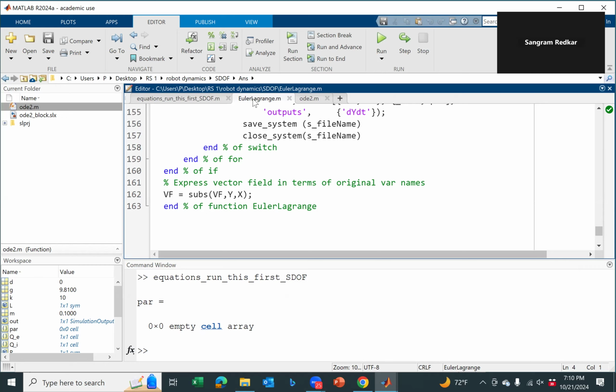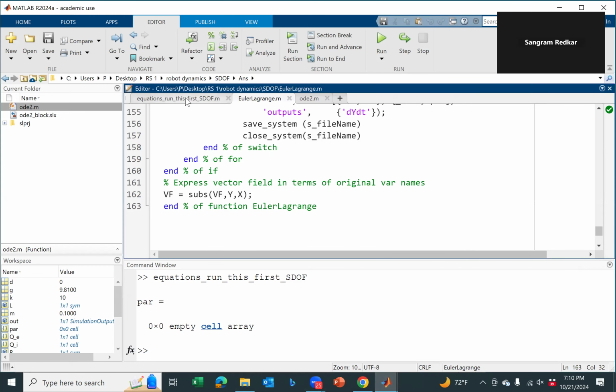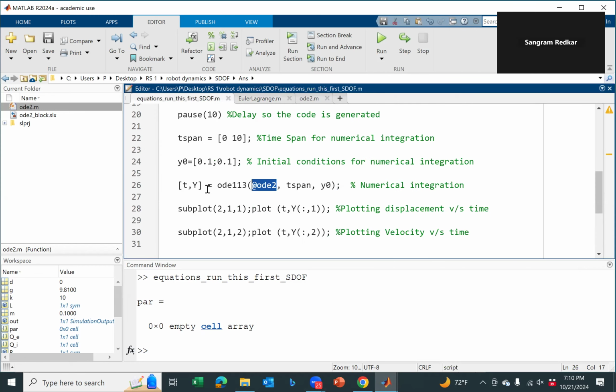So any question? And where are we getting those output values? If you go to MATLAB, you get this in figure. And if you go to equation, run this first, you will see that there is a subplot. So this is the differential equation solver. So T is the time, Y is the state. The first state with respect to time is the displacement versus time. The second state versus the time is the velocity versus time.